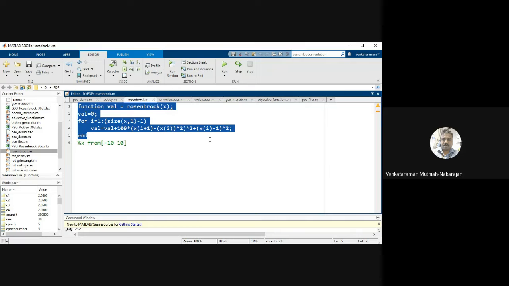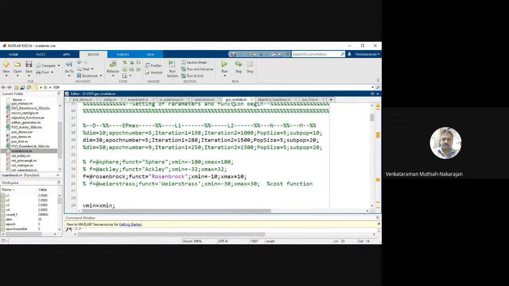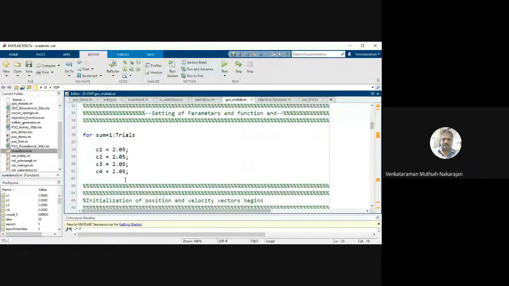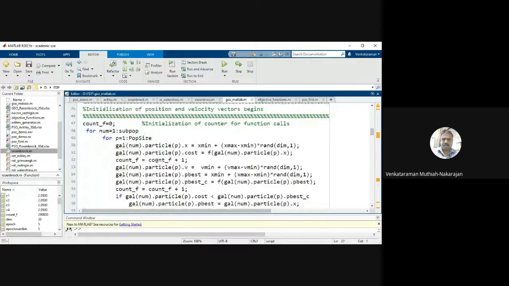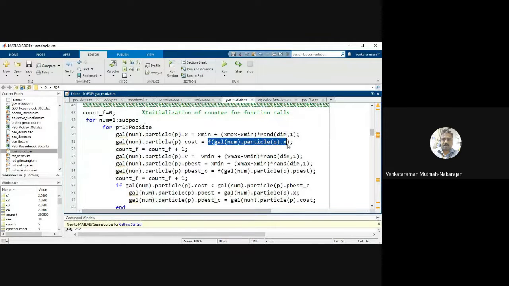Yes sir. That particular function must be in the same folder in which you have the optimizing algorithm. Right sir, got it sir. Then you can simply invoke the command f is equal to @Rosenbrock. Then every time you use f within brackets, it will evaluate the Rosenbrock function. That's what it does. Here I am not using Rosenbrock within brackets; instead, I am using f within brackets. Yes sir. Okay, thank you sir.